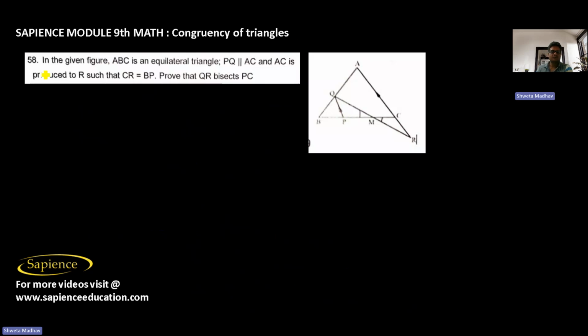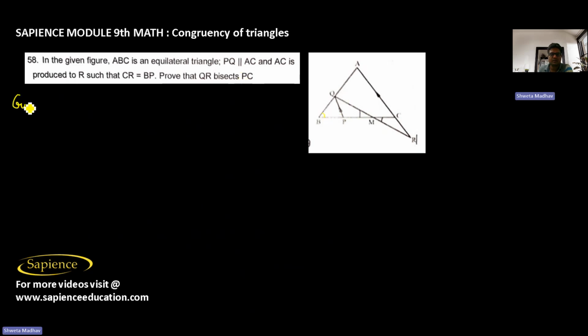Then here it is told in the given figure, ABC is an equilateral triangle. So each of the angles is 60 degrees. PQ is parallel to AC.